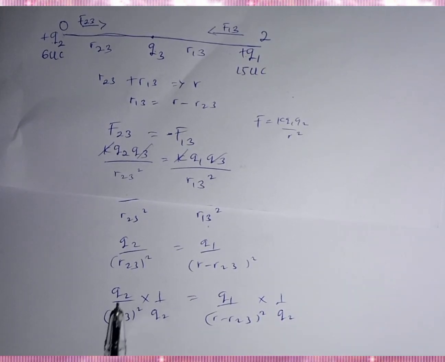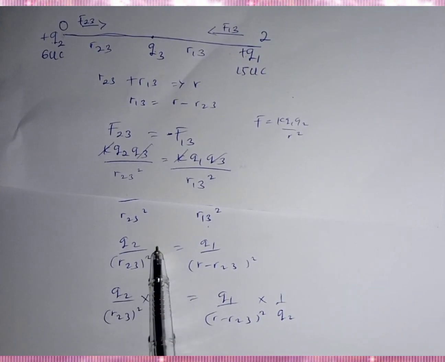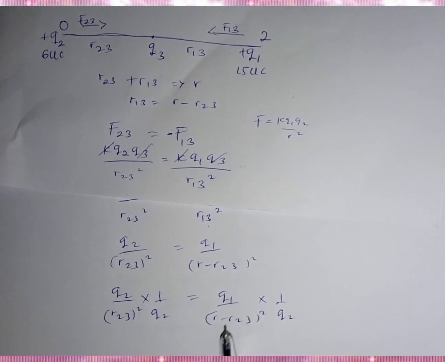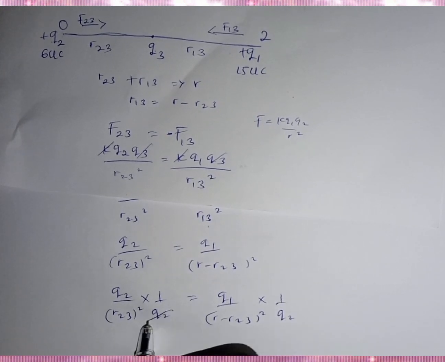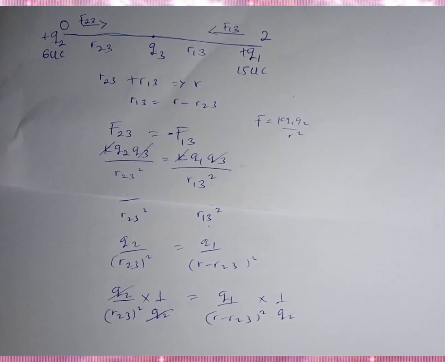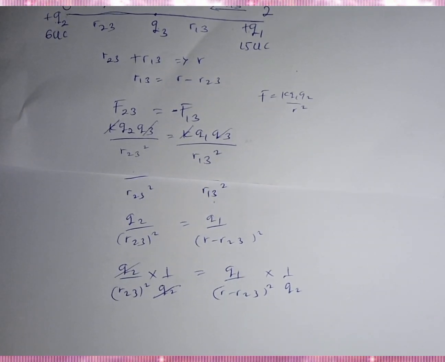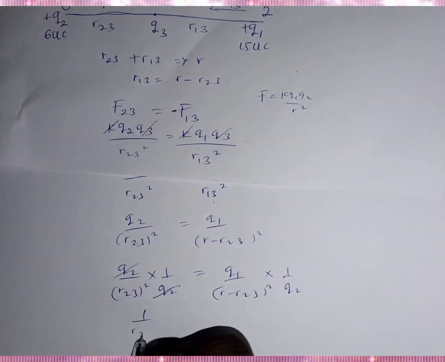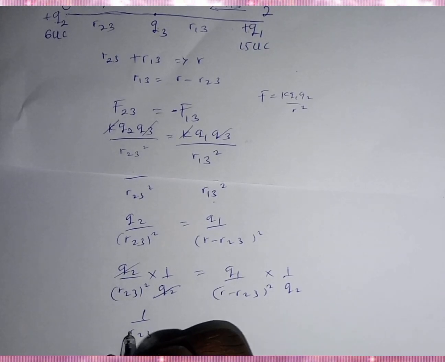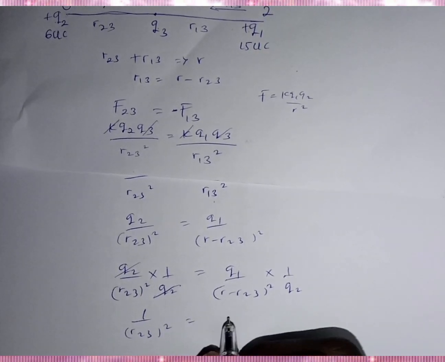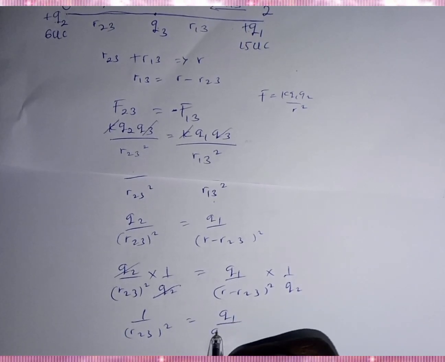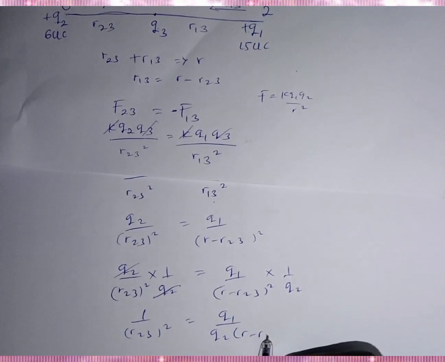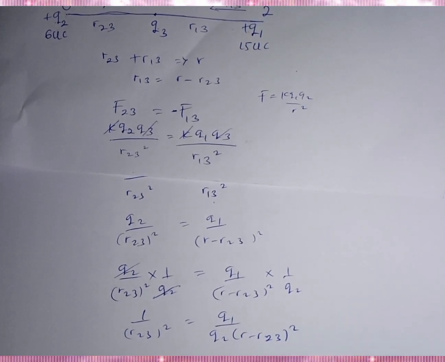So therefore, look at this, Q2, we are multiplying by the inverse of Q2. So times 1 over Q2 equals Q1 over (R minus R23) squared times 1 over Q2. So multiply through by the inverse of Q2, so that Q2 can cancel Q2. Since Q2 has cancelled Q2, we are left with 1 over R23 squared equals Q1 over Q2 times (R minus R23) squared.